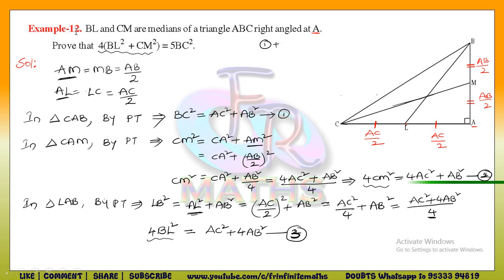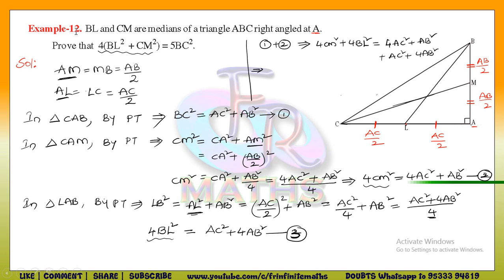Add equation 1 and 2. So when I add equation number 1 and 2, what am I going to get? Left hand side: 4 times CM square plus 4 times BL square is equal to, on the right hand side, 4 times AC square plus AB square, plus 4 times BL square, which is nothing but AC square plus 4 times AB square.